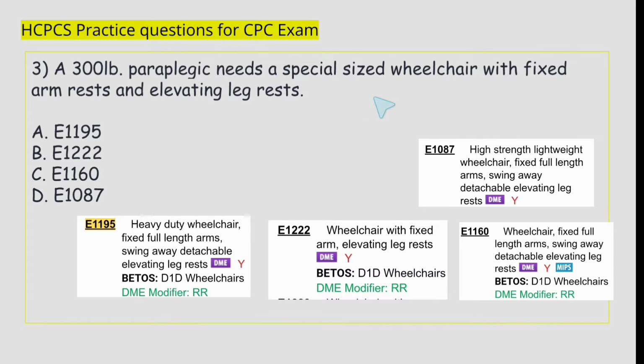But in the question they have mentioned wheelchair with fixed armrest and elevating leg rest. So which code matches this description? The code E1222 wheelchair with fixed arm elevating leg rest exactly matches the question. So the right answer is option B.